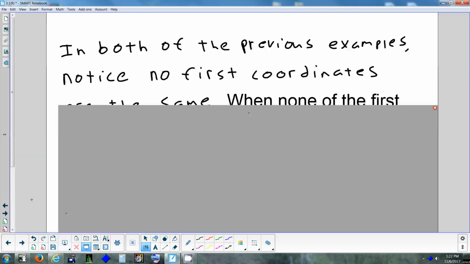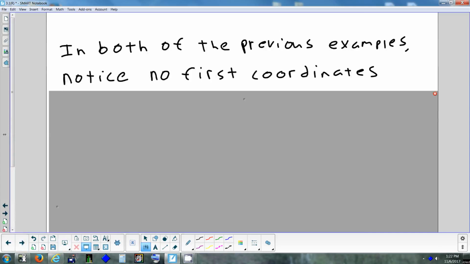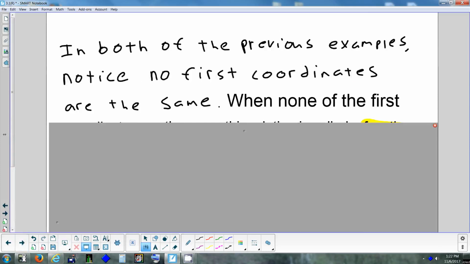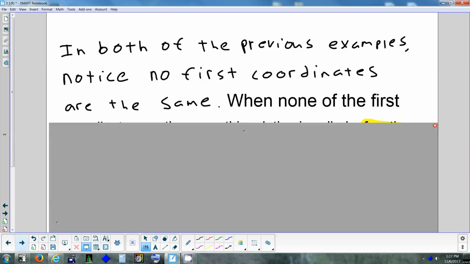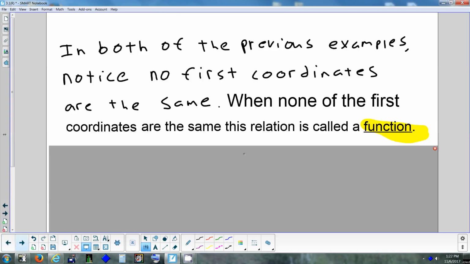All right. So notice in the first two examples, the first coordinates never repeated, right? 2, 0, -1, 3. I didn't say any number twice. Same thing on the other example. If none of the first coordinates repeat, then not only do you have a relation, you have something special. You have a special kind of relation called a function. You can take any old ordered pairs, write them down, and it's a relation. But if it's a function, none of the first coordinates are the same. None of them repeat.